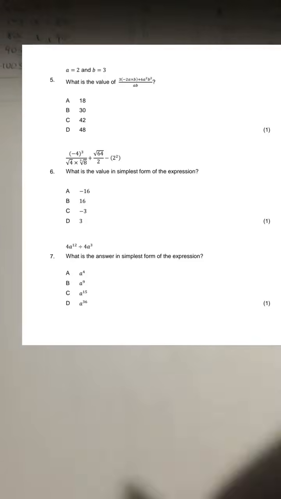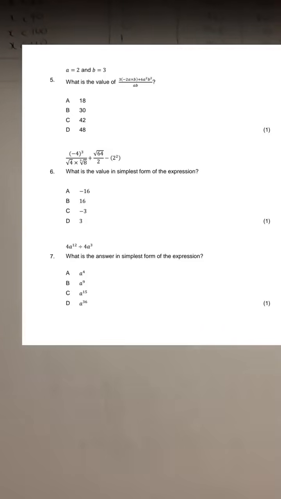4a to the power 12 divided by 4a to the power 3. I'm going to wait for someone to tell me what is the answer in simplest form of the expression. You are not going to spend more than 30 seconds, or 20 seconds, or even more than 10 seconds answering this question.